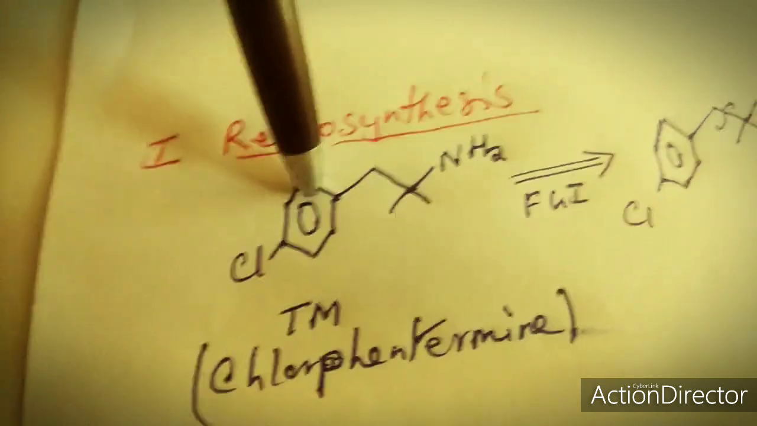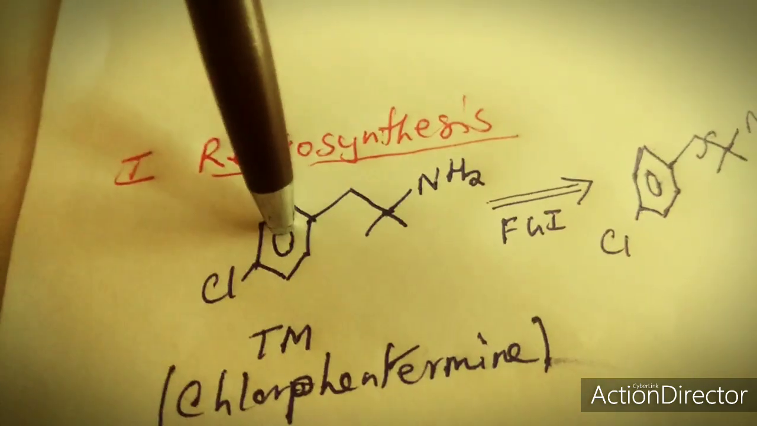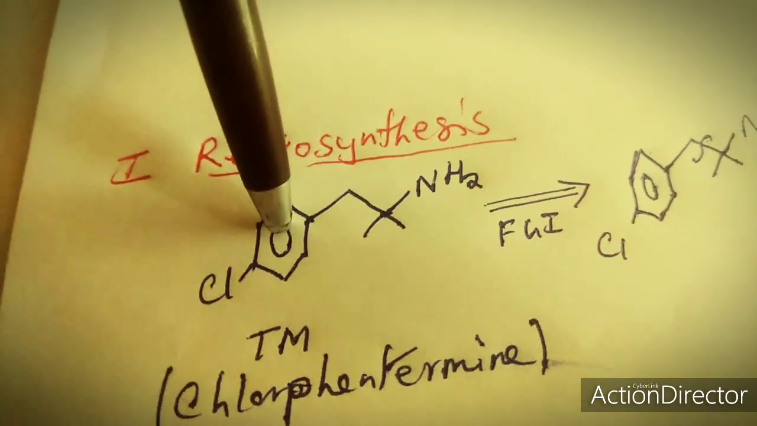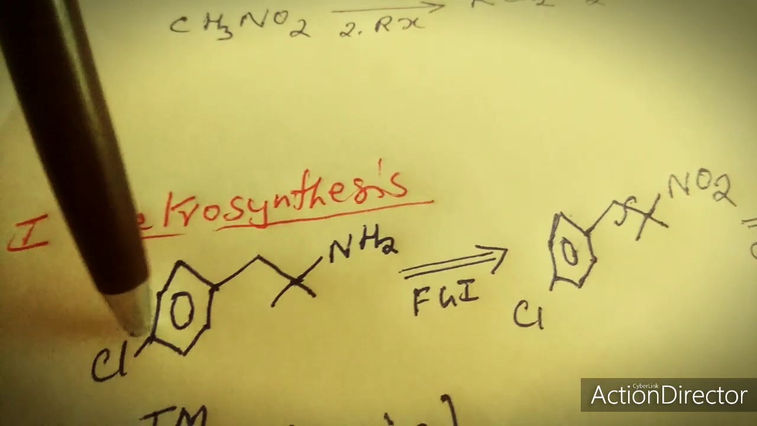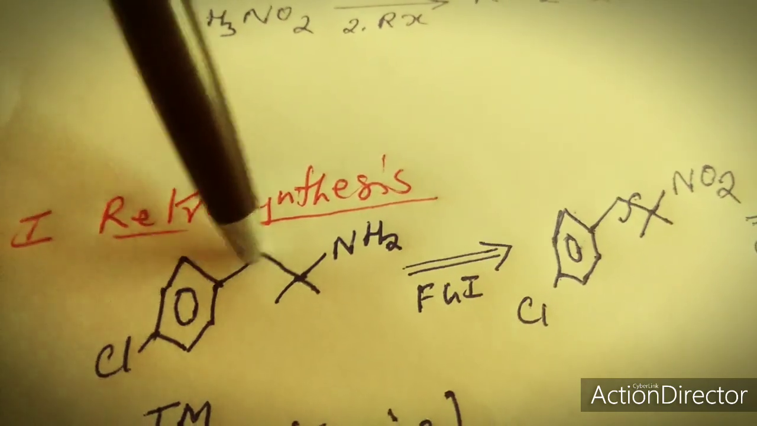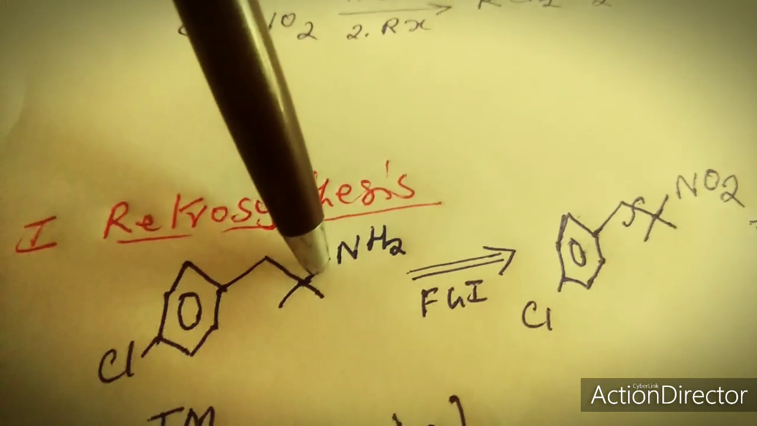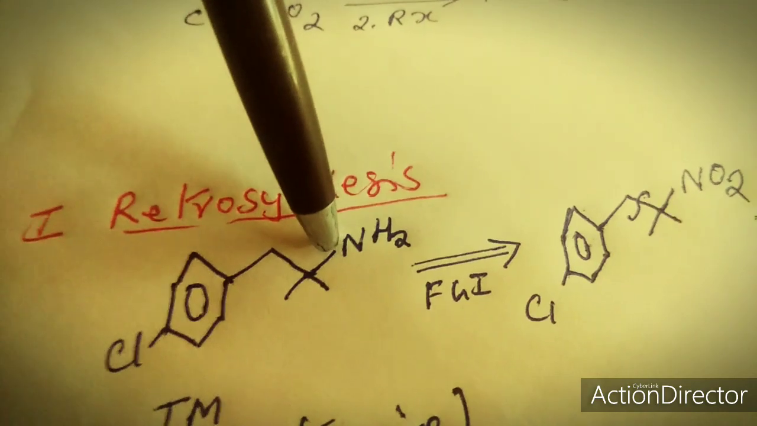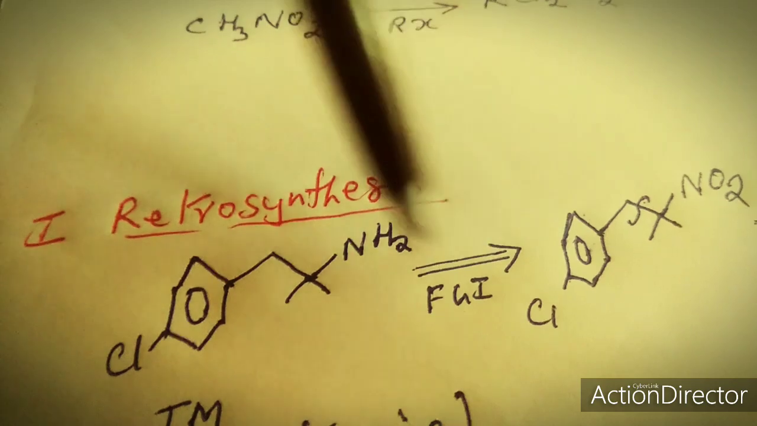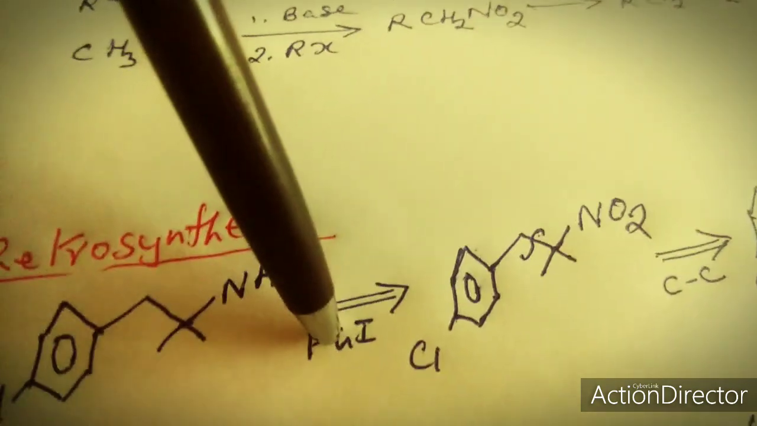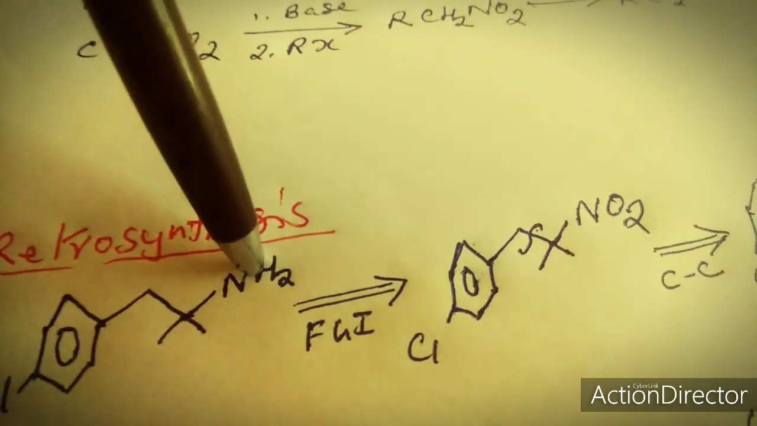Now this is one molecule, chlorphentermine, this target molecule. This is used as a diet suppressant. We can see at one end of the benzene ring there is Cl, and at the para position there is this CH2, C, NH2, CH3, CH3. Now as soon as we see this NH2, we are reminded of the latent functionality of NO2. So we convert it by FGI to NO2 because we know that by reduction we can get this.